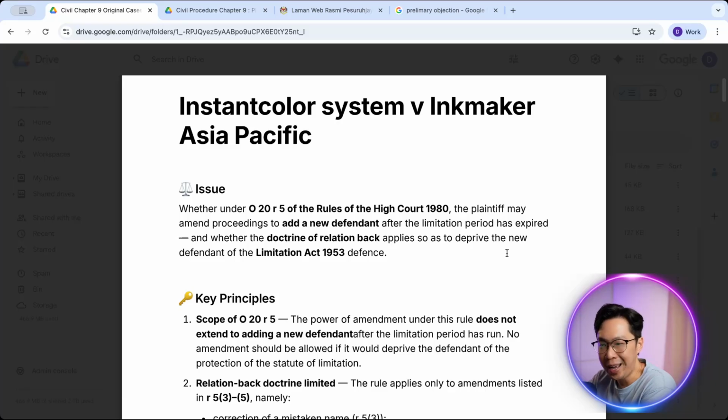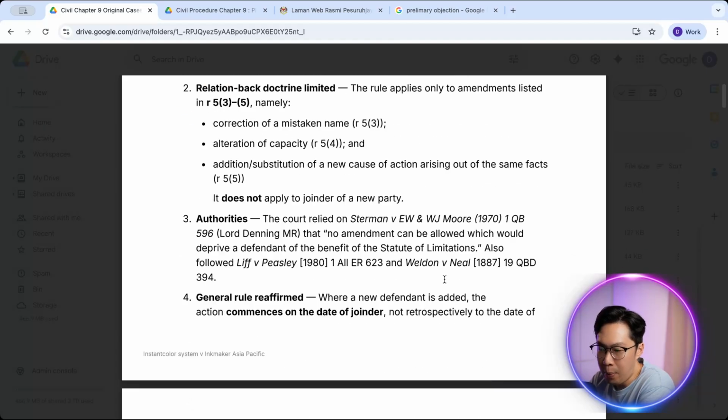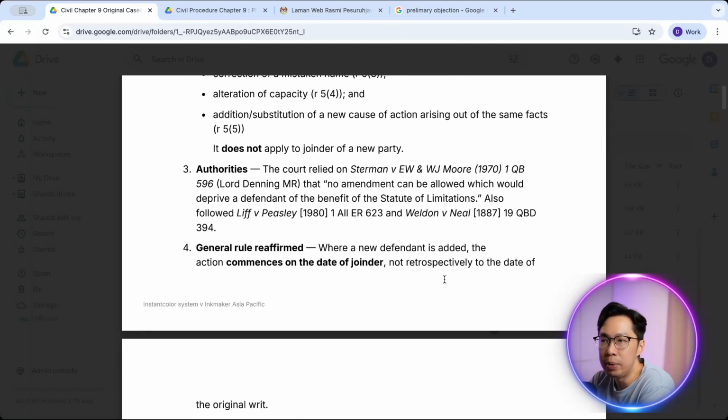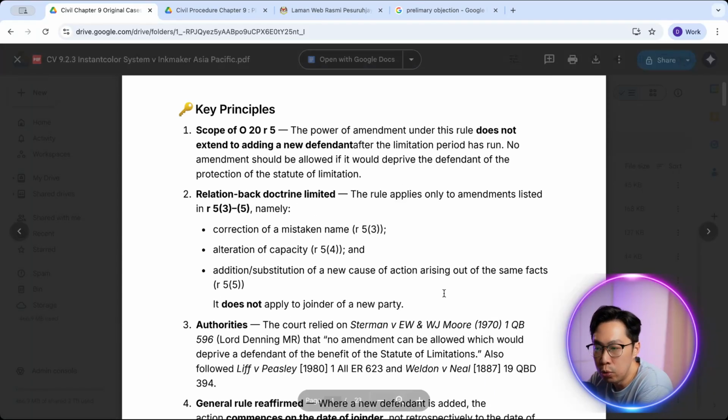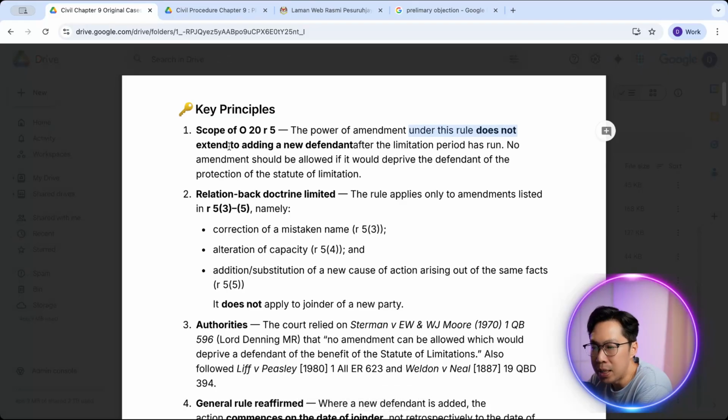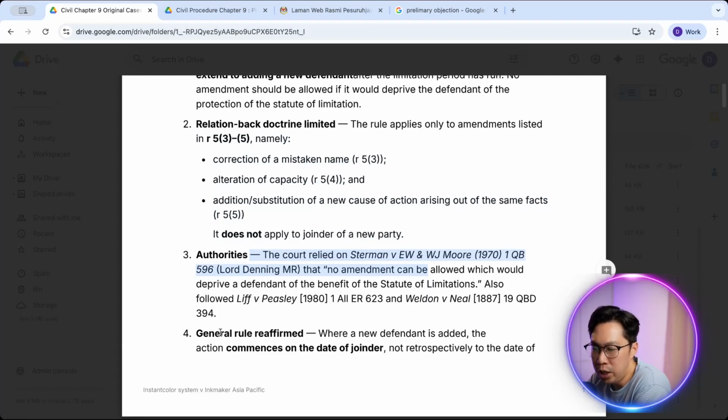First thing, the court said cannot because it doesn't come under any of those exceptions under Order 20, Rule 5, Sub 3, Sub 4, Sub 5. Second thing, why cannot? Because if you add someone in now, after the limitation period, you have violated the limitation rule. Here, the power of amendment does not extend. You know this because it's not under those exceptions. Relation back applies only to amendments under these. Okay, you understand that.